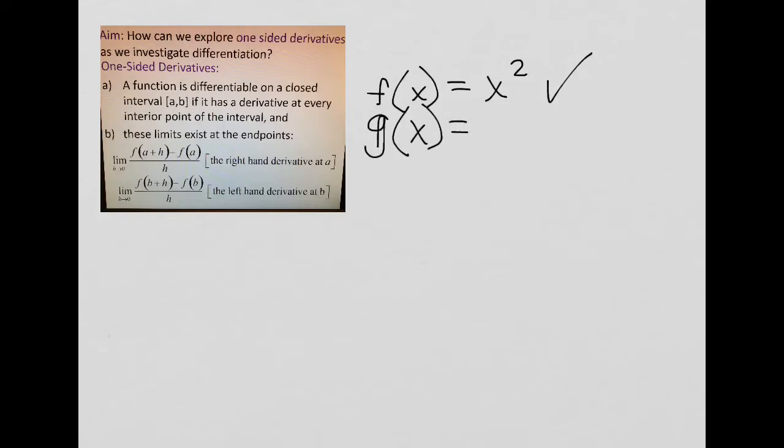So you should be copying; there's an A, B, and C. A says a function is differentiable on a closed interval from a to b if it has a derivative at every interior point of the interval. That will work for a function like f of x equals x squared. Even when x is 0, it's still differentiable at that point. But when we call it g of x, and g of x is the absolute value of x, it's non-differentiable when x is 0. So keep that in mind, and jot down part A.